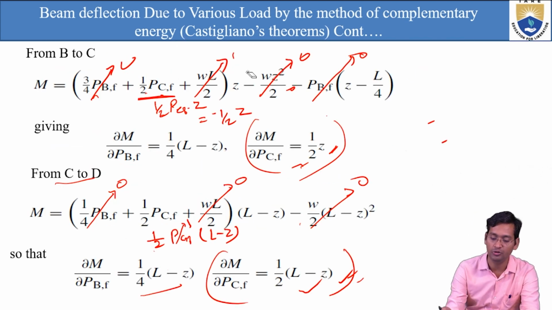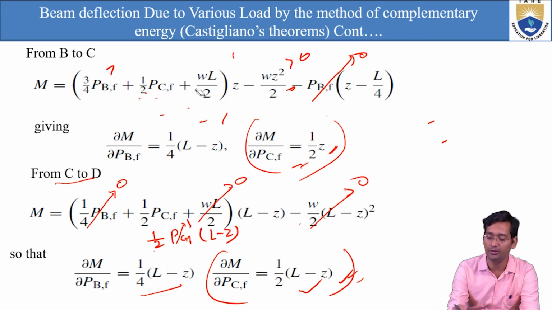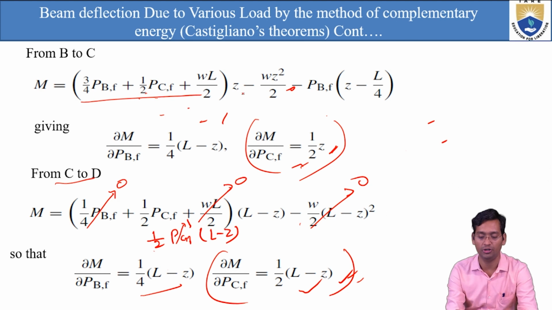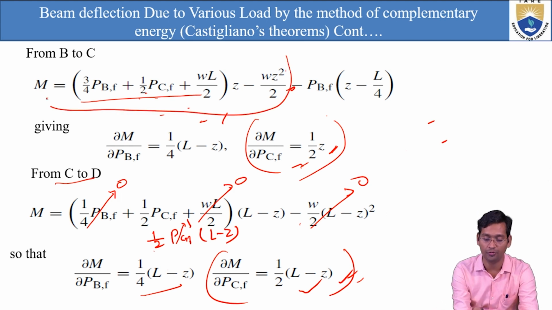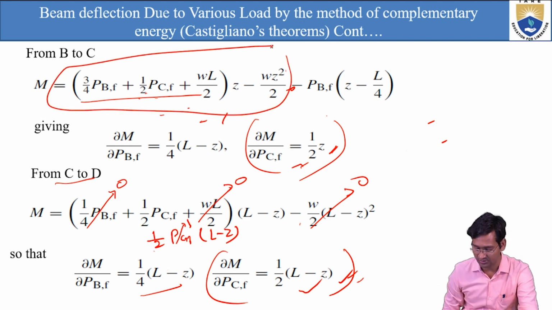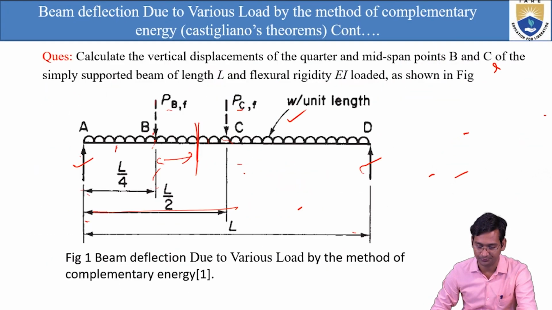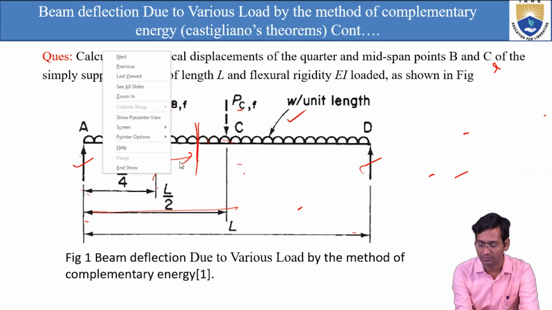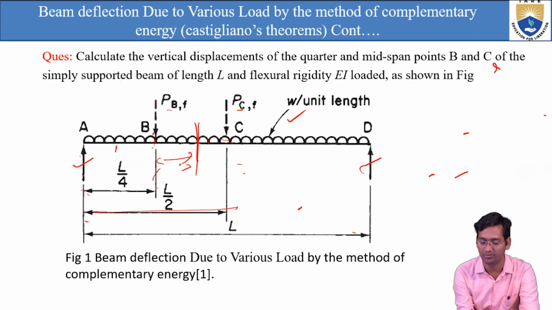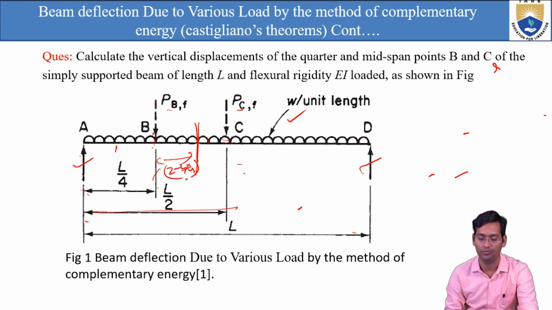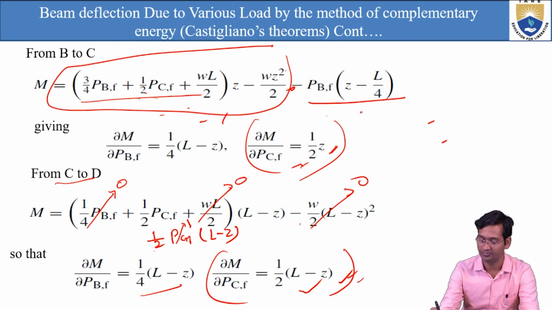Now next, what we have to do? We have to find B to C also. So same for B to C. This will be the reaction support into Z, that we got from the first A to B, and then in between B to C, PBF into Z minus L by 4. Because from here to here is Z and this is L by 4, so this distance is Z minus L by 4. So PBF into this distance, Z minus L by 4.